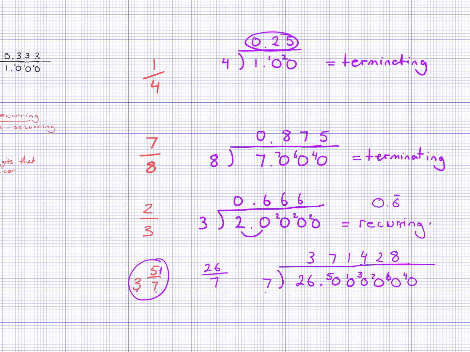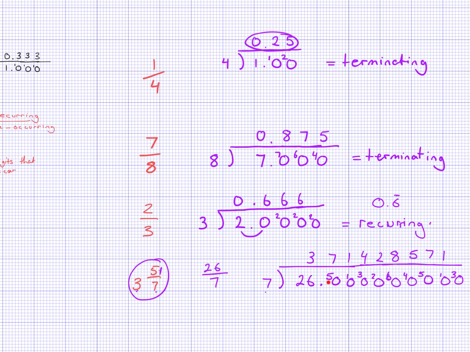How many 7s are in 40? There should be 5 with 5 left over. How many 7s are in 50? There are 7 with 1 left over. How many 7s are in 10? There is 1 with 3 left over. And I'm going to stop right there because hopefully you've just noticed a pattern.